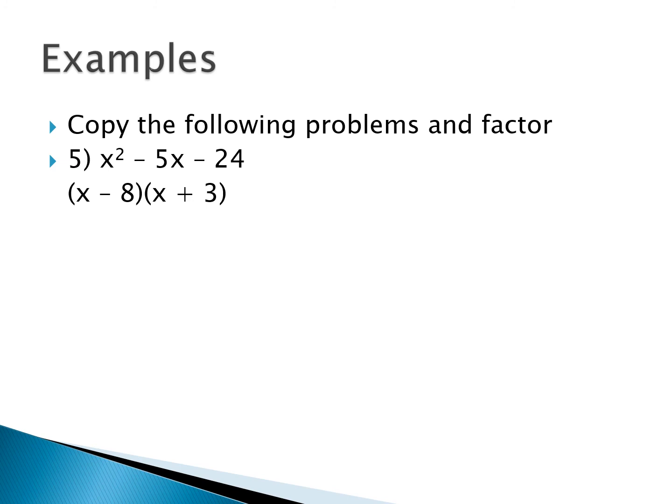For this first one here, what two numbers multiply to get negative 24 and add to get negative 5? That is negative 8 and 3. And notice that 8, being the larger absolute value number, is the one that gets the sign, the negative. It was with the 5x, and you have 3.